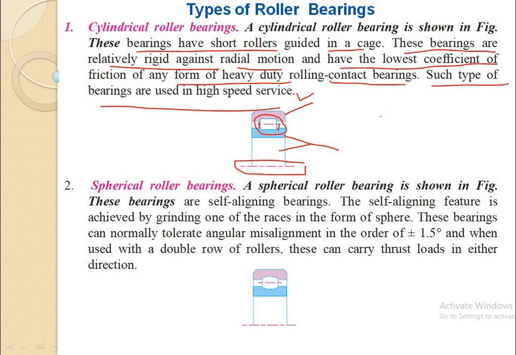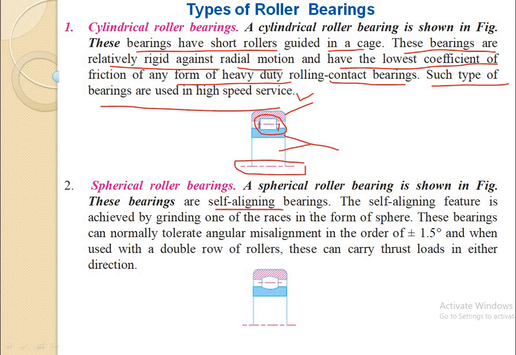The most important part in bearings is the selection of a bearing for a particular application. So keep in mind, just concentrate on the applications of bearings. The most important part is in which applications different types of bearings are used. So cylindrical roller bearings are used in high speed services.